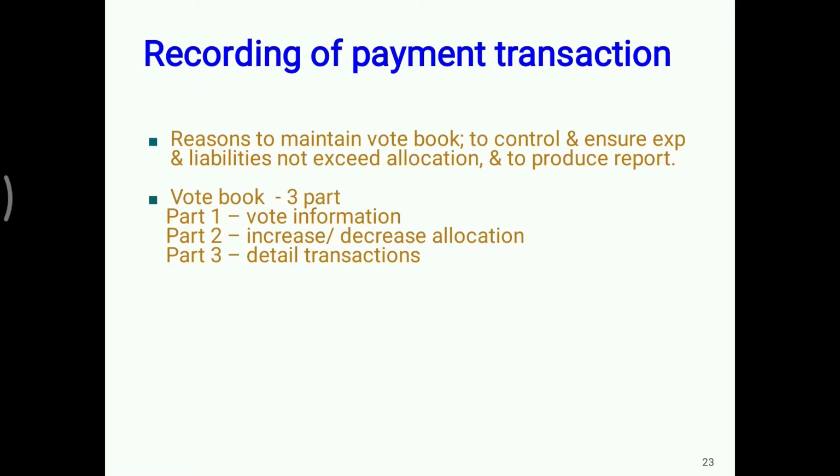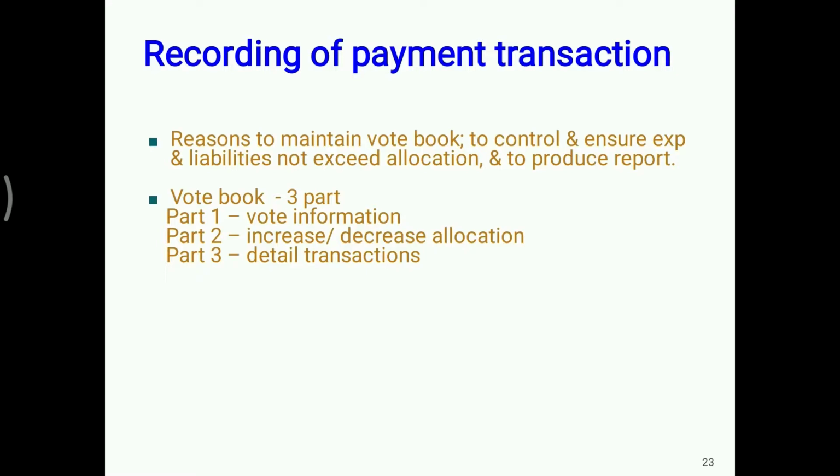The reasons for maintaining the vote book are to control and ensure that expenditure and liabilities do not exceed the approved allocation, and to produce reports on how allocation was utilized. The vote book is divided into 3 parts. Part 1 is used for recording vote information such as vote number, program activity code, and object code, as well as the total allocation for the year.